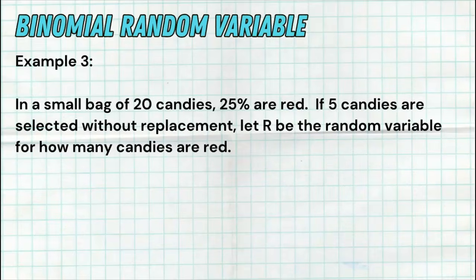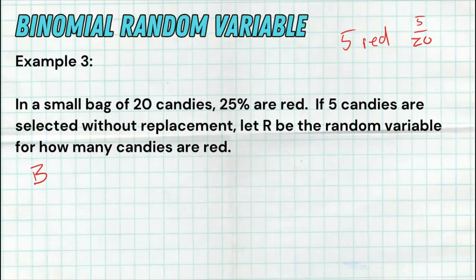All right, let's look at a third example. In a small bag of 20 candies, 25% are red. Okay, 20 candies, 25% are red means that there are 5 red candies. 5 out of 20 is 25%. If 5 candies were selected without replacement, let R be the random variable for how many candies are red.